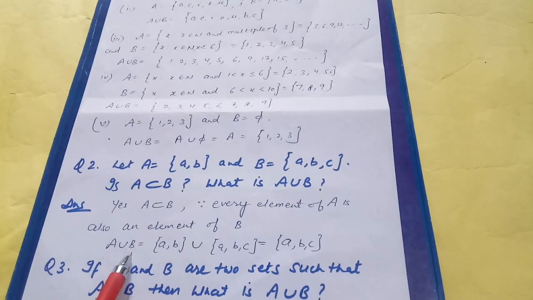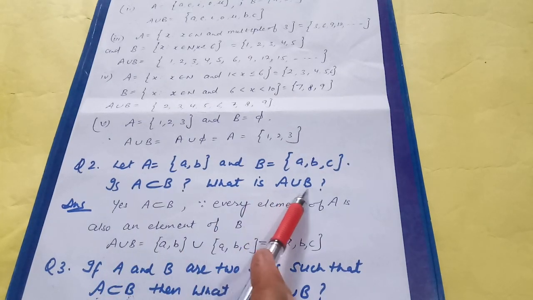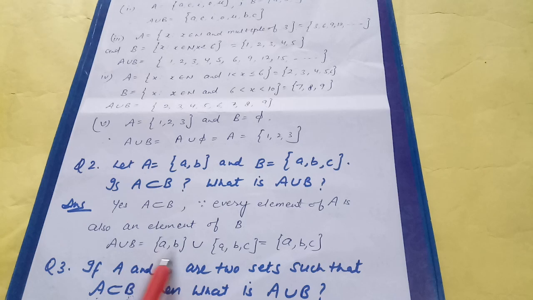In next part he asks A union B. So what is A union B? Take the union operation between these two sets, and that is equal to, it contains all the elements of A and B. So these are a, b and c.